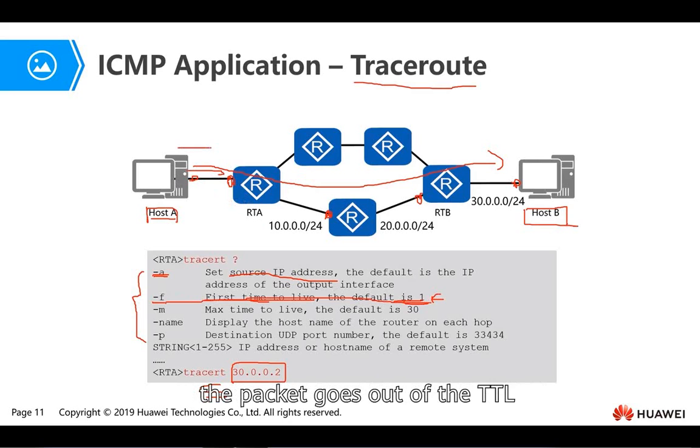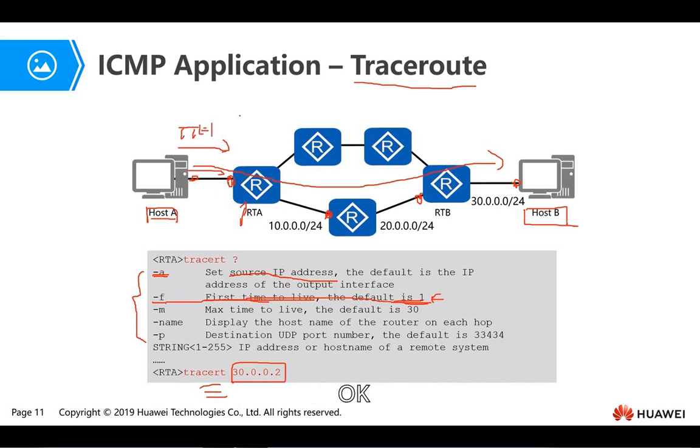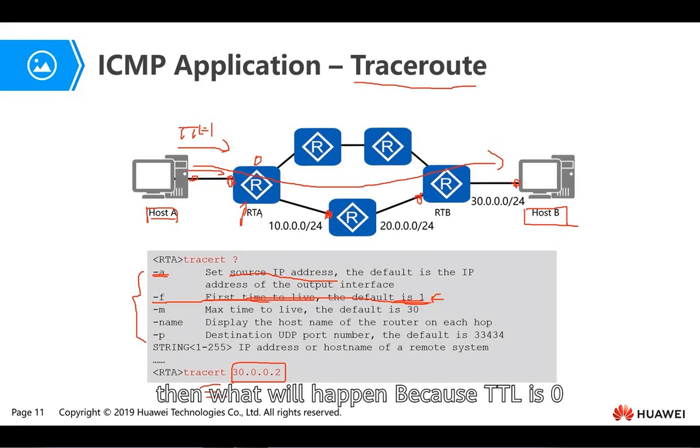First, the packet going out, the TTL is set to 1. Then, as we know, each router will subtract 1 from this TTL. Okay, then the TTL on router A will get a result of 0. Then what happened? Because TTL is 0, router A will drop this packet, right?